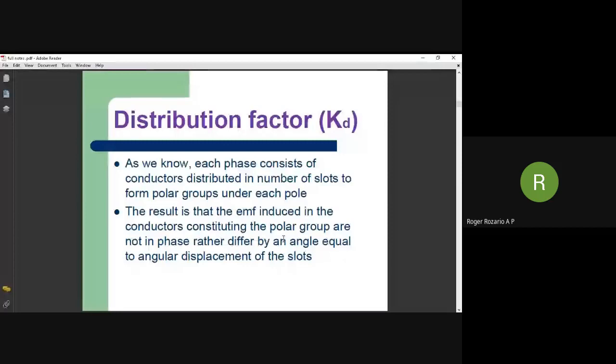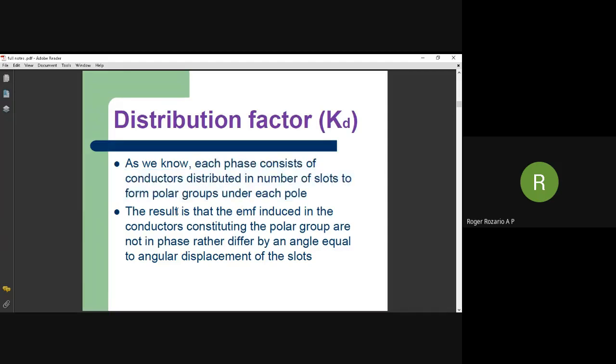Now read this sentence based on what I said. As you know, each phase consists of conductors distributed over a number of slots to form a polar group under each pole. How many conductors were there in our polar group? 3 conductors, and 3 polar groups. Do you remember that m, slots per pole per phase, was 3? So the number of polar groups was 3. Under one pole there are 3 conductors.